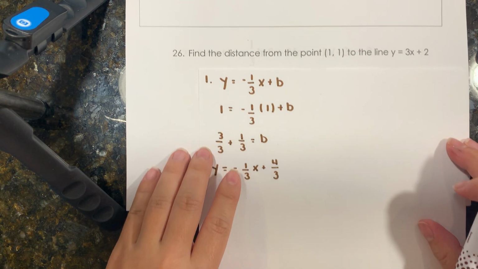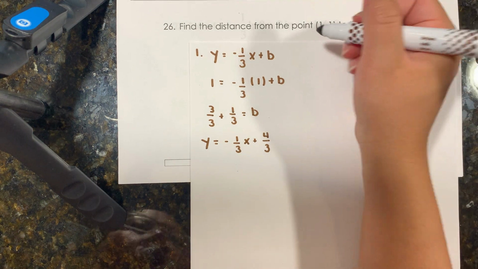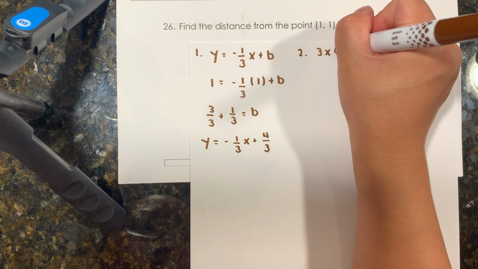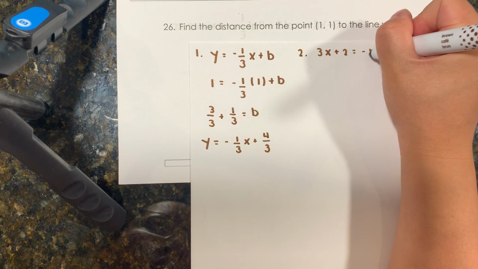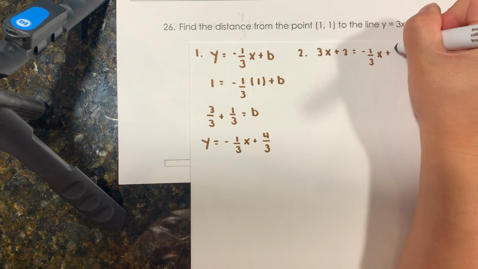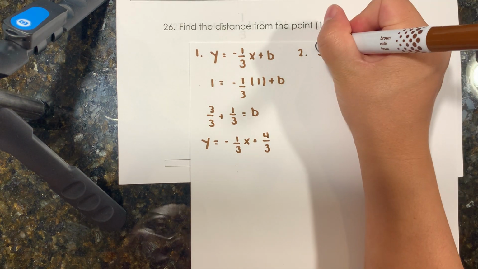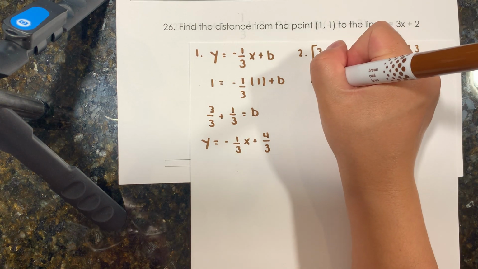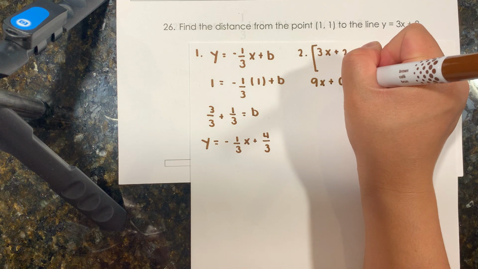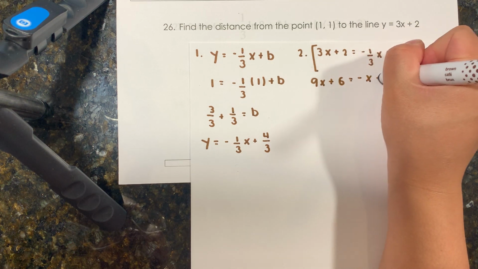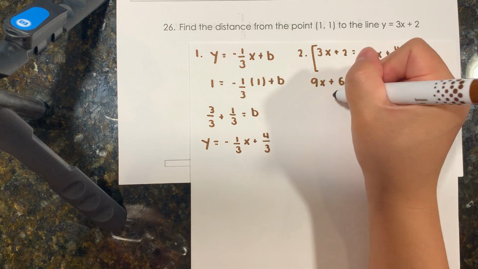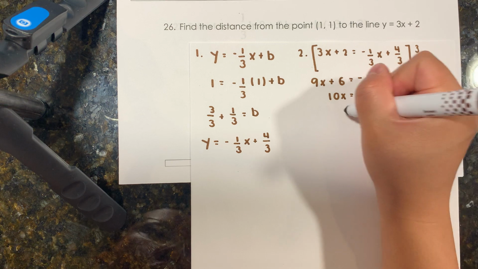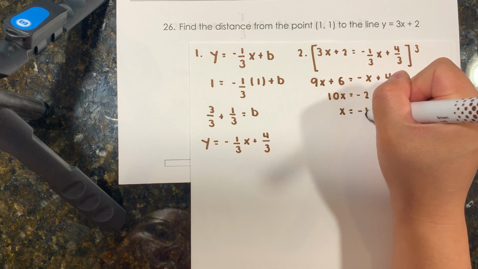Step 2 is going to be to find where these two lines intersect. So I'm going to set the original line, 3x plus 2, equal to my perpendicular line. And to get rid of the fraction, I'm going to multiply this whole thing by 3. So that would be 9x plus 6 is equal to -x plus 4. So that would be 10x equals -2. So x would be -1/5.